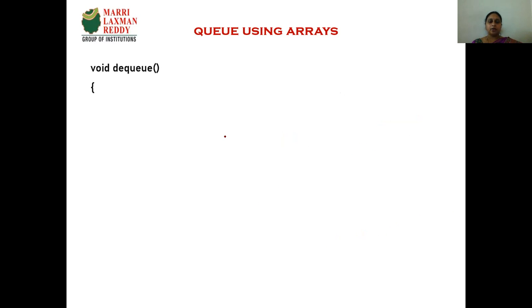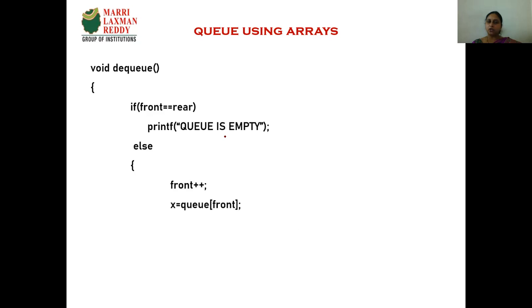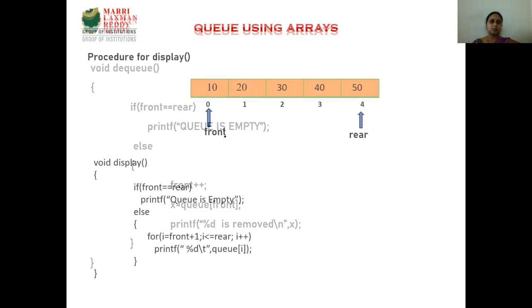Next, in the implementation of dequeue, if front equal to rear, the queue is empty. Else, you increment the front value, and the element you want to remove is assigned to X. If you want to print that removed element, you can use a printf statement to print that particular element X.